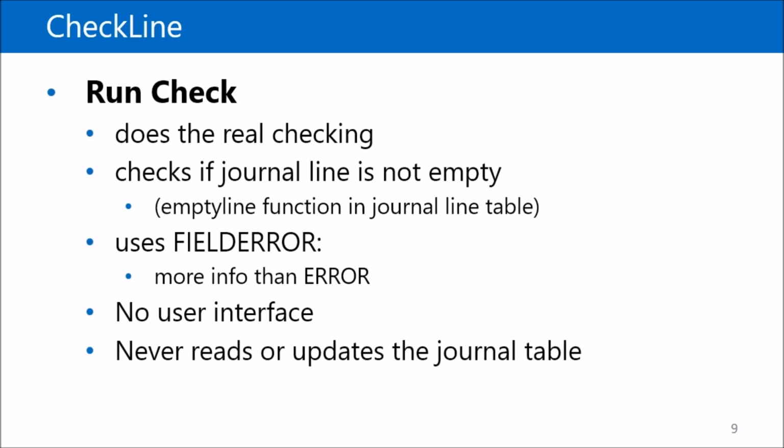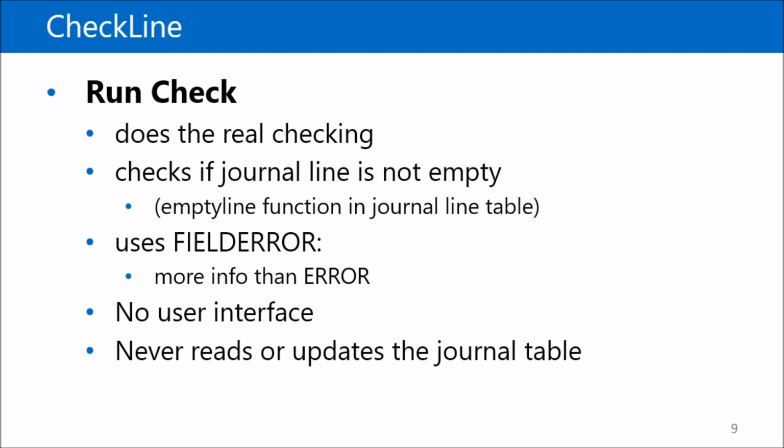In the CheckLine Codeunit, we will find the run check function. And the run check function is the one that you will call, and it will do the actual checking of the journal line record. The very first thing it will do is check if the journal line is not empty. If it's empty, then we stop. And this is performed via an empty line function, which we can find in the journal line table. If there is an error, then typically this Codeunit will use the field error function instead of the error function, because with field error we have more flexibility.